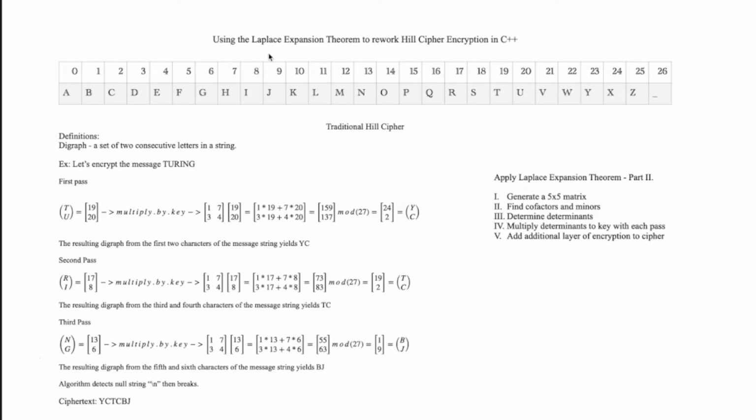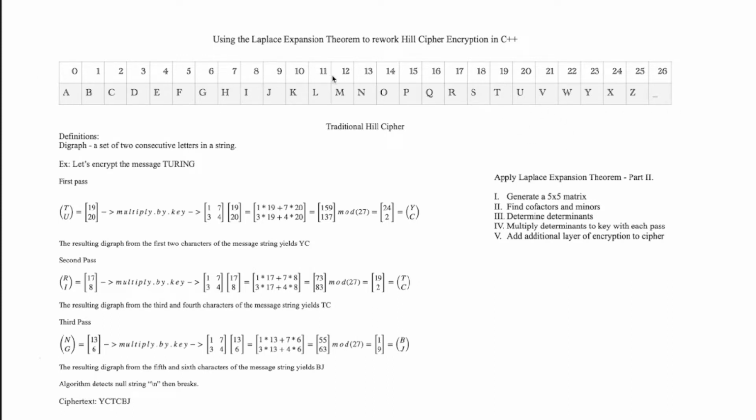So here's what we want to focus on today. We will be using the Laplace Expansion theorem to rework the Hill Cipher encryption. The traditional Hill Cipher creates this alphanumeric assignment where you can imagine these are characters, right? If you're starting to code this, these are characters in an array, and you have 27 elements. I have this space here if you want to have a message with a space.